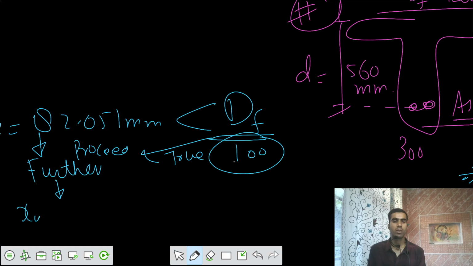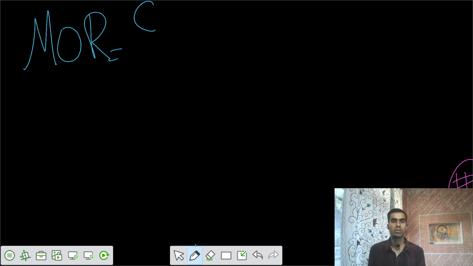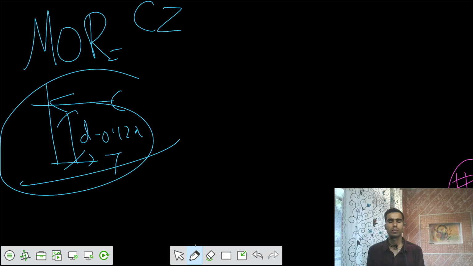That means we can calculate the limiting condition for the limiting neutral axis. That is 0.48 times 560, and that is greater than xu. So it is an under-reinforced section. So let's go for the moment of resistance. Moment of resistance of this section is corresponding to some C times Z, lever arm of d minus 0.42 xu. Let's solve that.